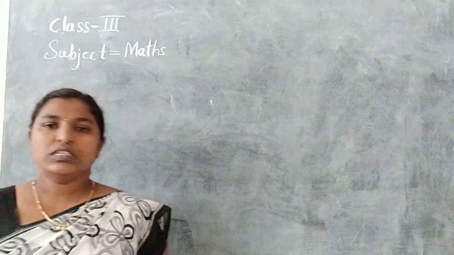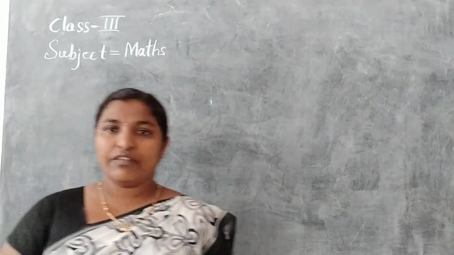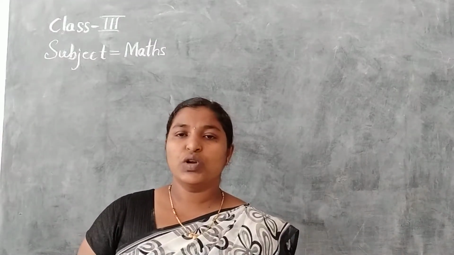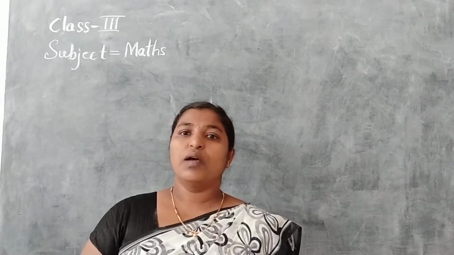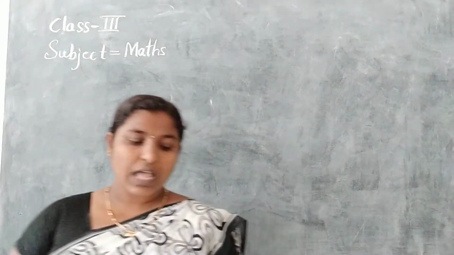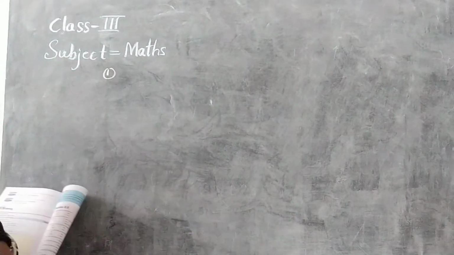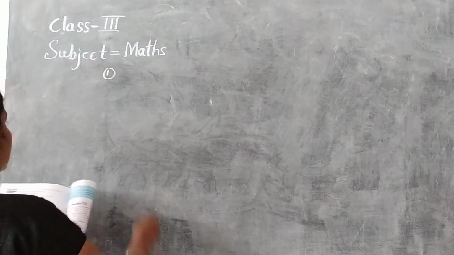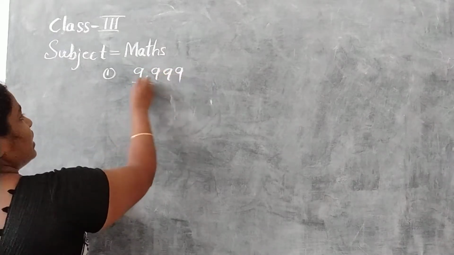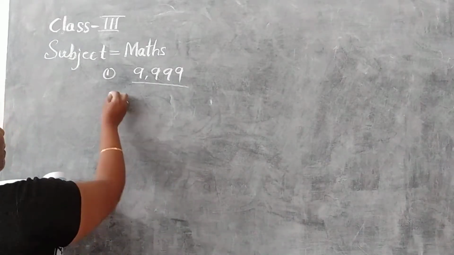So last class I told you about the page number 224 activity. I hope you solved all these things in your textbook as well as in your maths fair notebook. Once again I will repeat this activity. Question number 1. The greatest 4-digit number. So 9999 is the greatest 4-digit number.